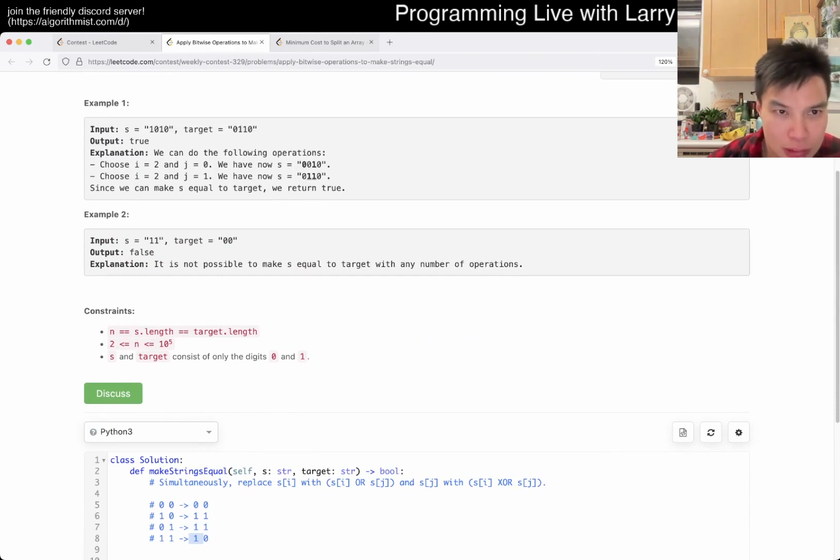Let's see. 1 0. So with 1 1, we can flip one of them off. And then 1 0, we can flip that on. Okay, so that means that if we have at least one 1, then we can make 1 0.